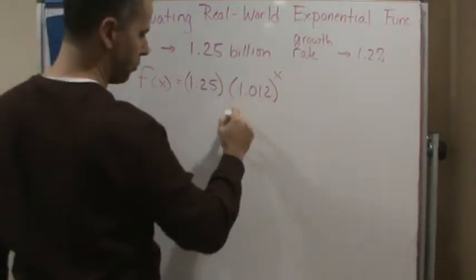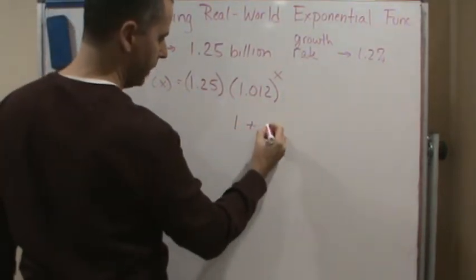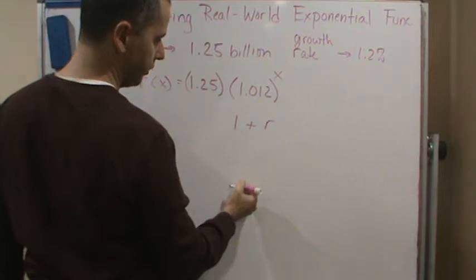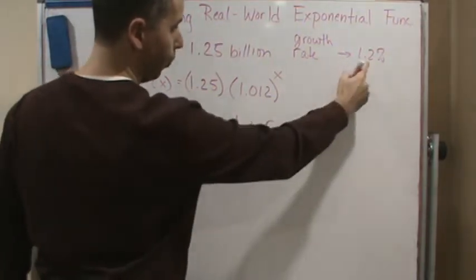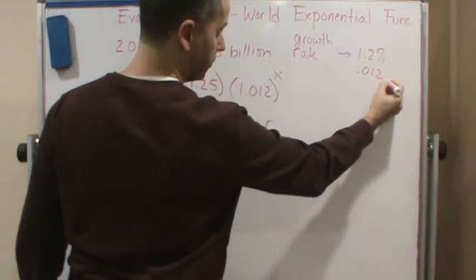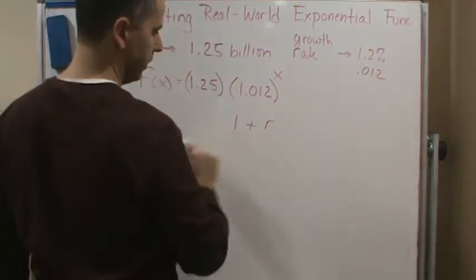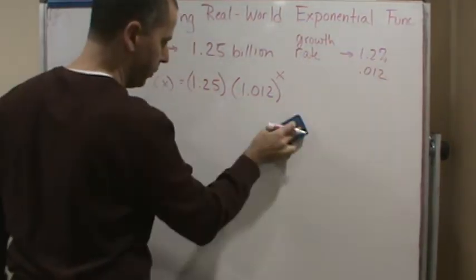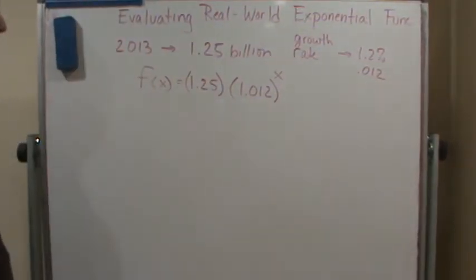You can think about this growth rate as 1 plus the growth rate, which is 1.2% or 0.012. So 1 plus the growth rate, just so you can see that. Now this would be the exponential model.